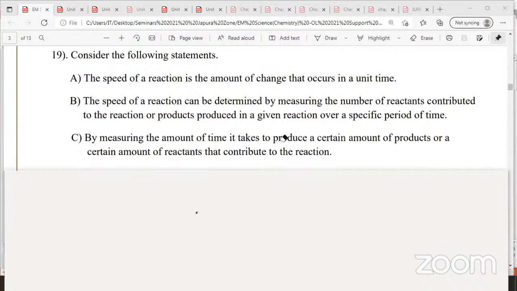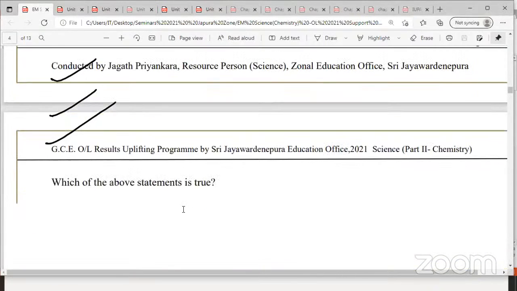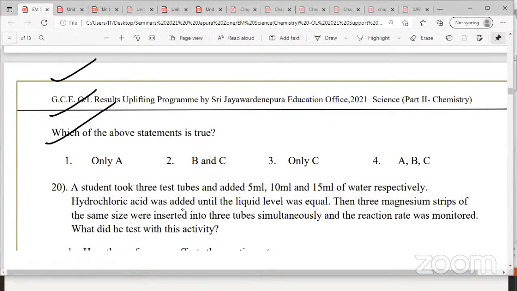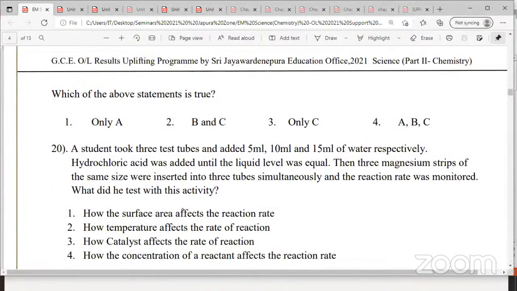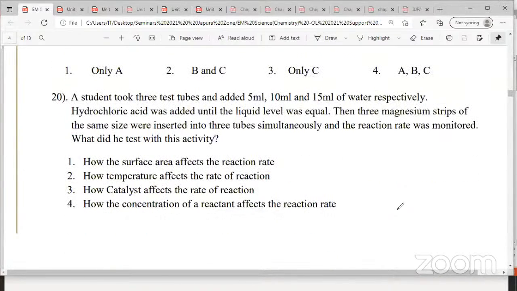By measuring the amount of time to produce a certain amount of products, or a certain amount of reactants consumed in the reaction, you can measure the time, or you can measure the amount of products. All three are correct actually. The same thing they have given in a different format. So all three statements are correct. I won't explain the third one because I explained everything at the beginning, right? So the answer will be 4. All ABC are correct. Question number 20.